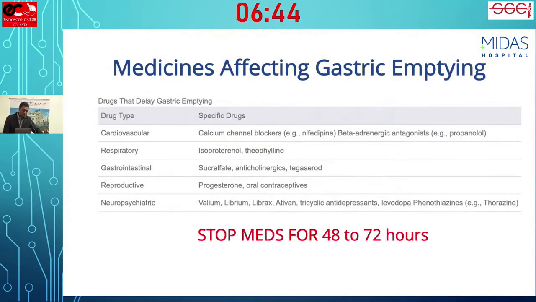Several medicines affect gastric emptying, including the prokinetics, so they have to be stopped for 72 hours. Opioids, calcium channel blockers, beta blockers, and a host of medicines can impact gastric emptying. So these have to be stopped for 72 hours before you evaluate and send these patients. It can be a bit of a challenge sometimes to ask patients to stop.